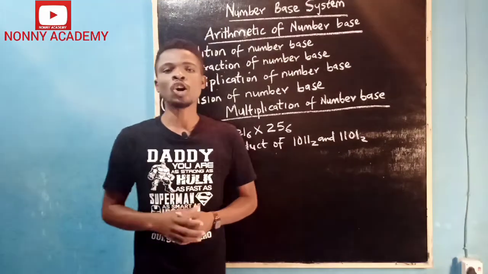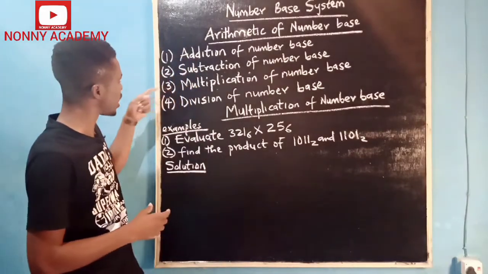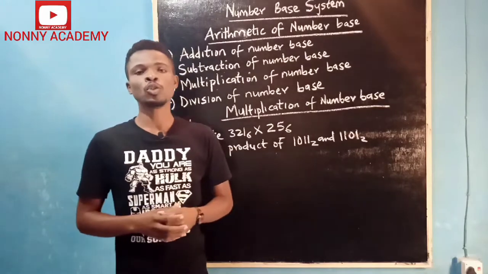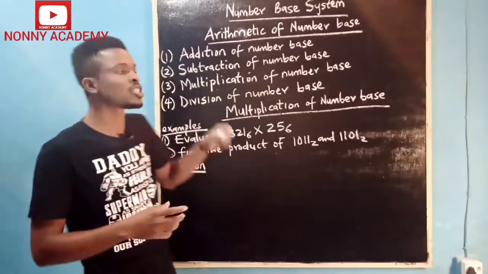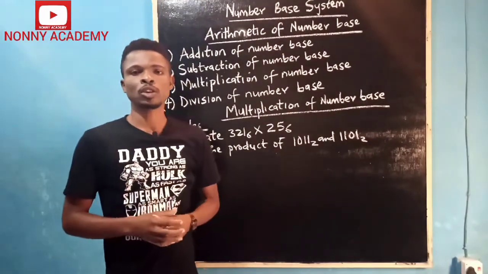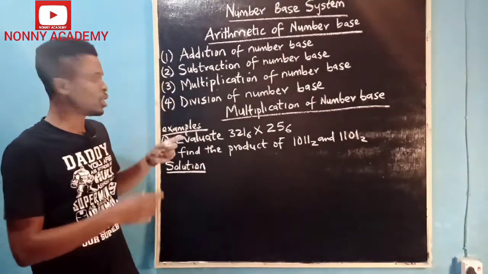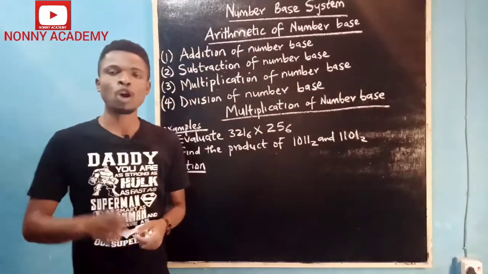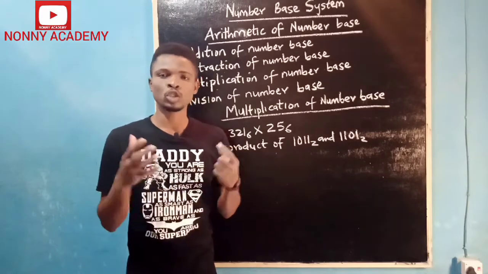Today I'll be taking you guys on multiplication and division of number base, which is the stage 3 and stage 4 under arithmetic of number base. In my last video, we discussed addition and subtraction of number base, which is the first and second stage under arithmetic of number base. But today, I'll be taking you guys on the third and the fourth stage. The first one is multiplication of number base. In this stage, I will be teaching you guys how to multiply two different number bases together.